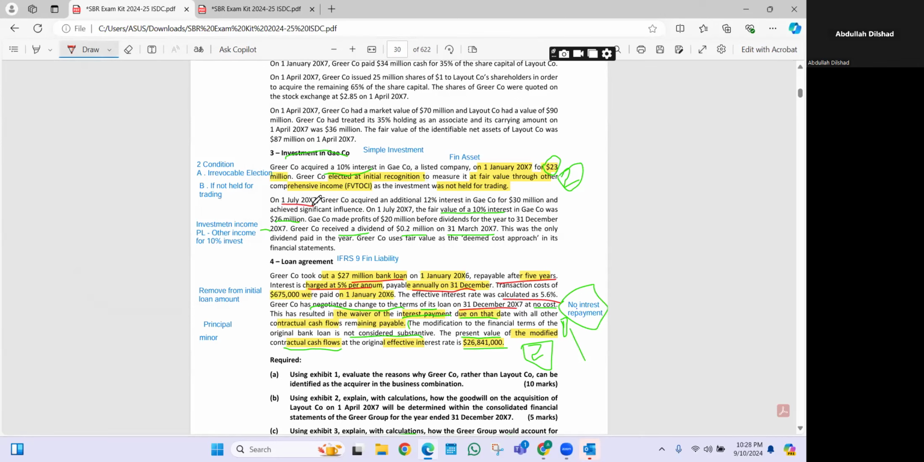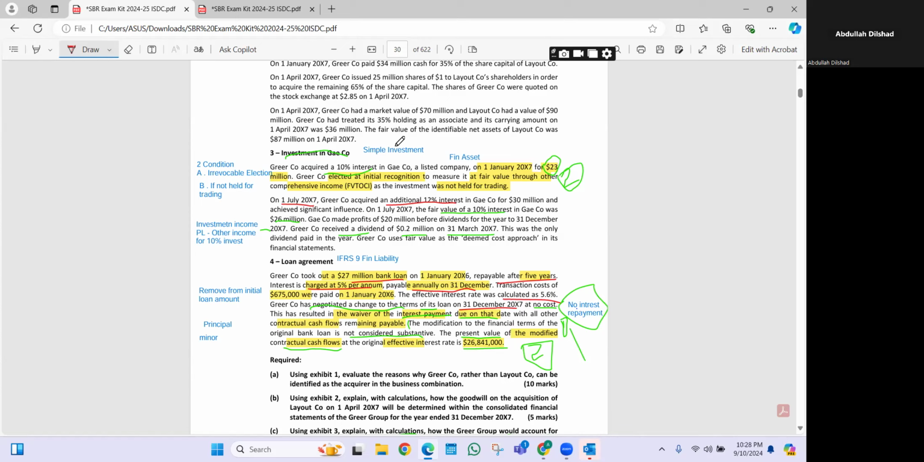Okay, on 1st July 2007. Now, 1st July 2007 is your mid-year acquisition, right? What you're doing is acquiring a further additional 20%. That means you are doing another step up, a step up acquisition. What does step up acquisition mean? It means that you are not buying the entire ownership in a particular company at once. You are breaking it and buying chunk by chunk.